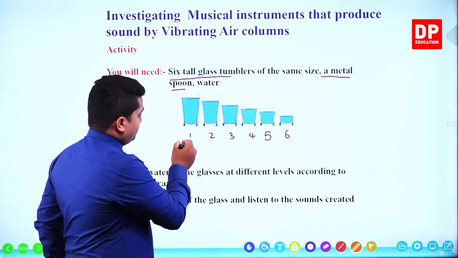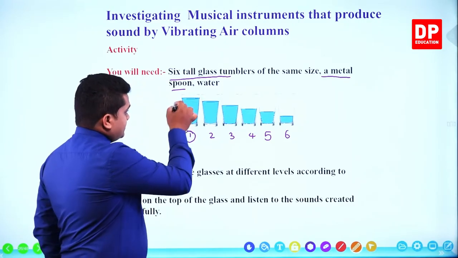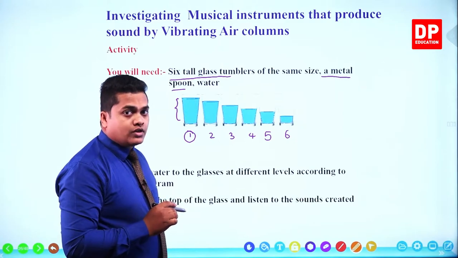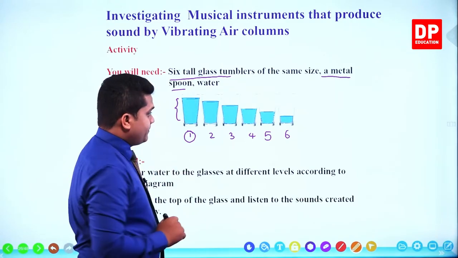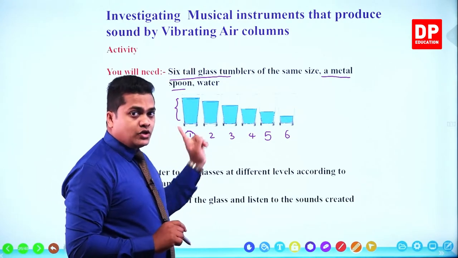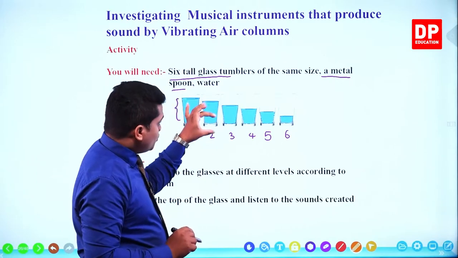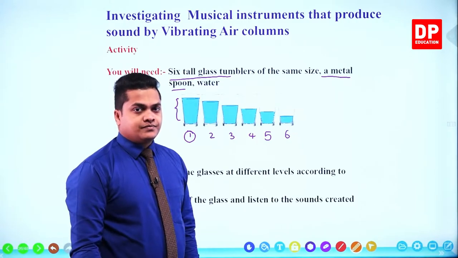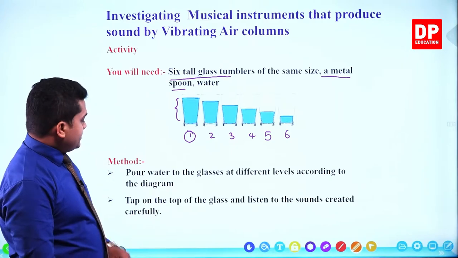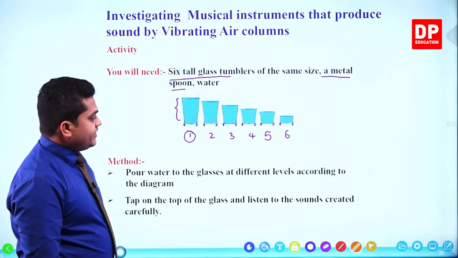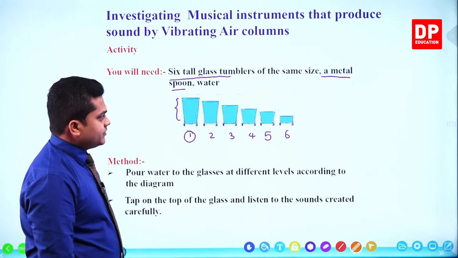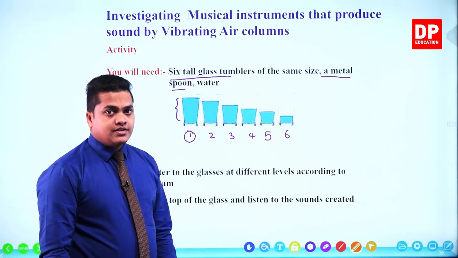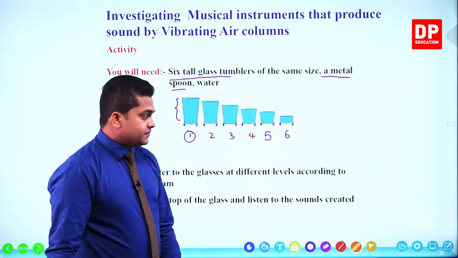So in the first one, you can observe there is more water, right? The height of the water column is highest in the first one. And when moving from the first to the sixth glass, the height gradually decreases. So the method is to pour water into the glasses at different levels according to the diagram. According to this diagram, we have to pour water into the six containers so that they have different water levels.